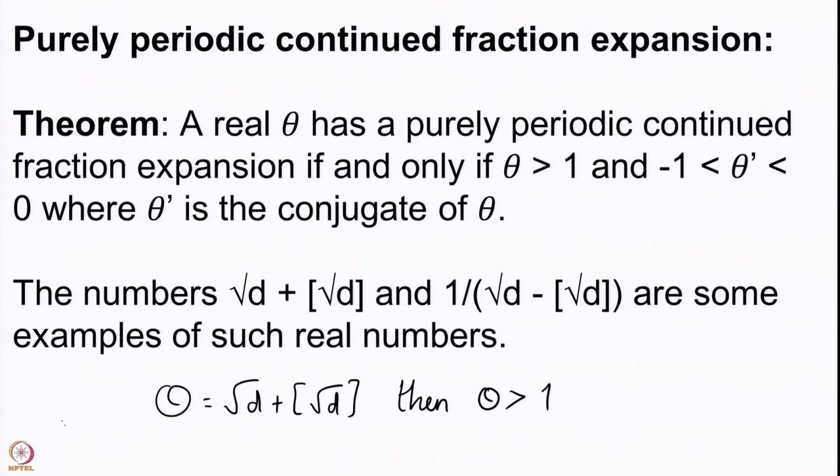So in fact, if your theta is root d plus integral part root d, then of course theta has to be bigger than 1. Here d is not a negative number. We are looking at real numbers. So we are looking at a plus b root d, where d is positive. Okay, so d is of course real. When we talk about square root d, note that square root actually may mean positive or negative. For instance, square root of 4 is the number 2 and also the number minus 2.